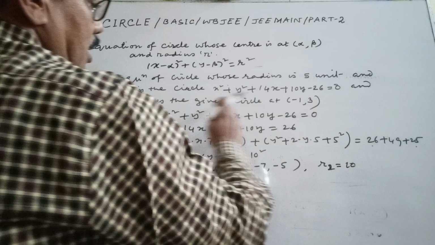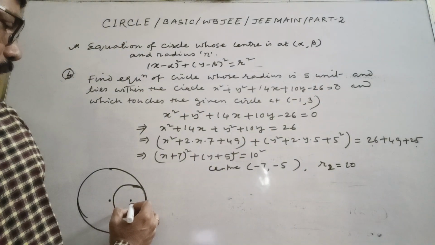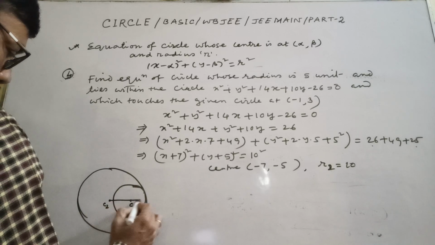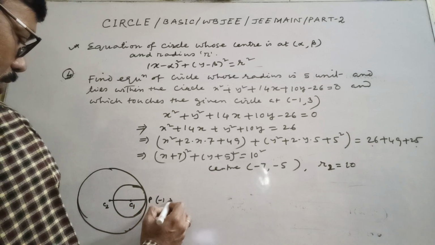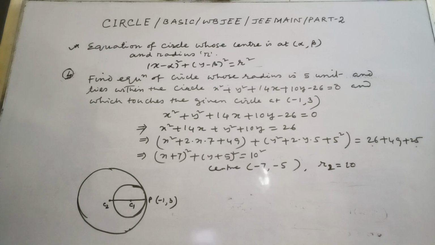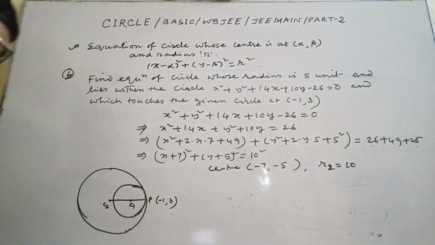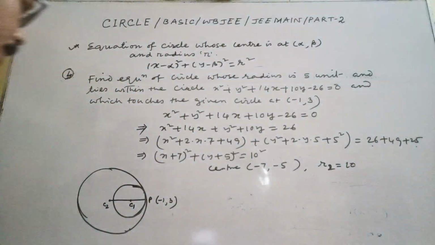And it also touches it at minus 1, 3. So this is C1, this is C2, and it touches it at minus 1, 3. Now, we know two circles touch internally if the distance between them equals the difference of radii.